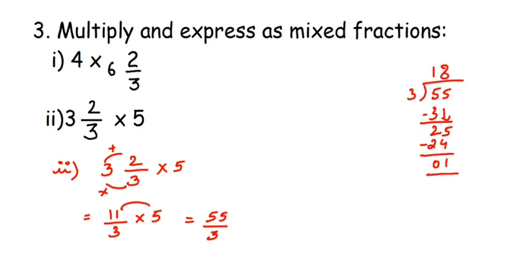So this is equal to, 3 will be the same denominator, whole number will be the quotient we got, which is 18, and the numerator will be the remainder, which is 1. So we got the second question also. The next one. So this was the third question. Now we're going to do the fourth one.